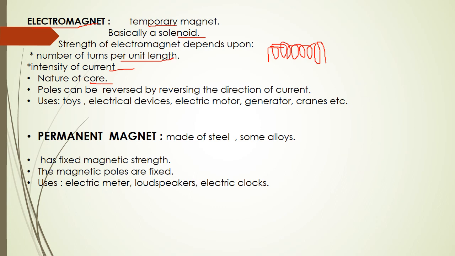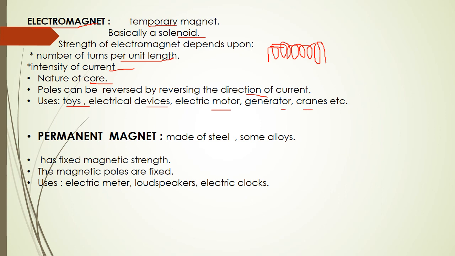Then poles can be reversed by reversing the direction of current. As you have seen in the clock rule, the poles of a solenoid can be reversed by reversing the direction of current. This electromagnet is used in toys, electrical devices, electric motors, generators, cranes, etc.